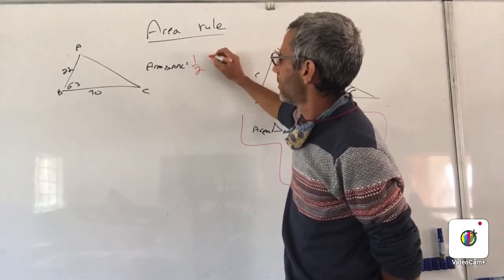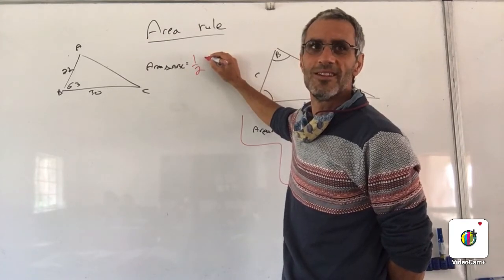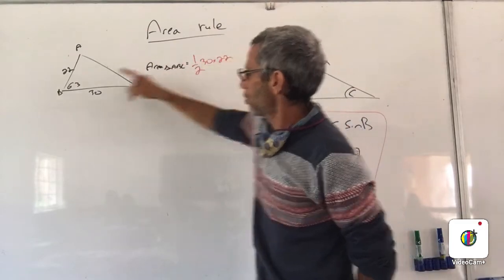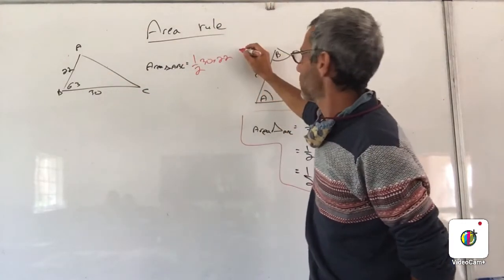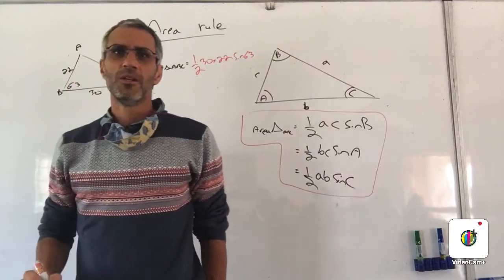Half times. Say again? Be brave. 30. Yeah, 30 times 22. Good, you said you can do it. Times sine 63, the sine of the angle in between them.